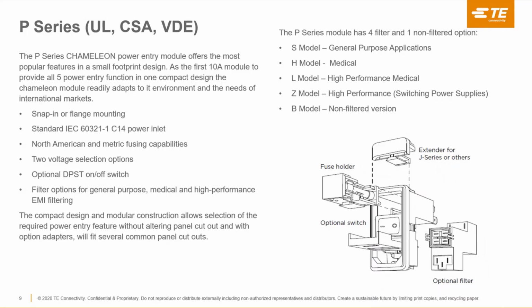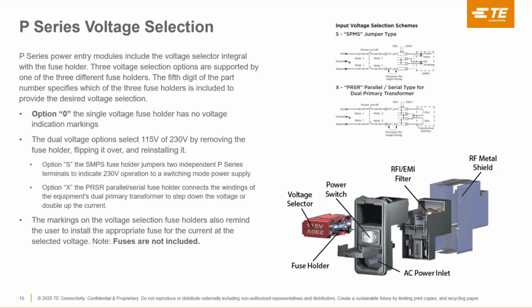P series by itself. So the P series itself has 4 filtered and 1 non-filtered option. As you go through the catalog, you'll see the different models there. So the S models for general purpose. H, usually with Corcom, if you see an H in the part number, that usually signifies that it's a medical version, so low leakage. And then L is high performance, Z is high performance for switching power supplies, and then the B option is the non-filtered version.